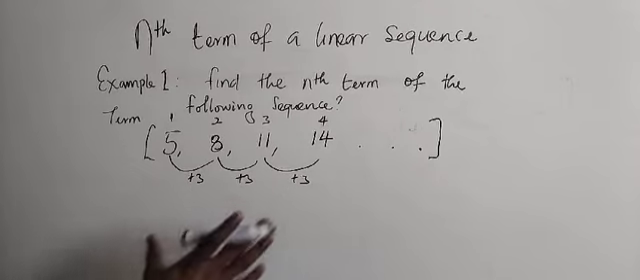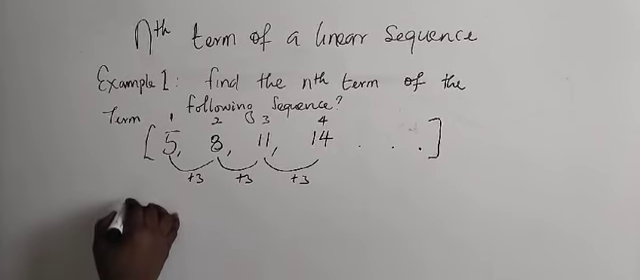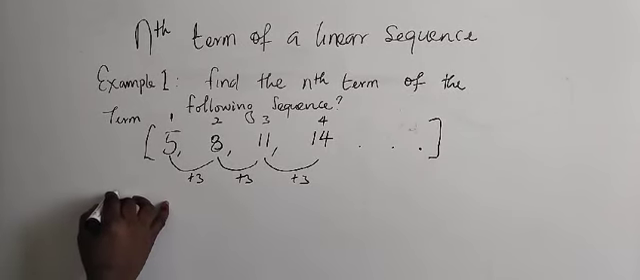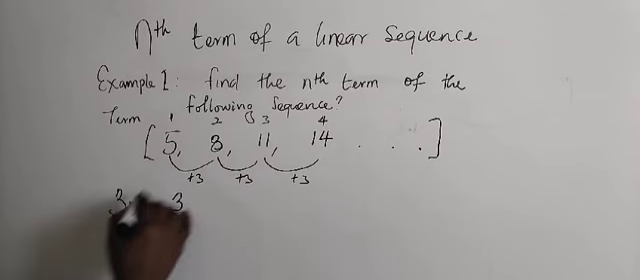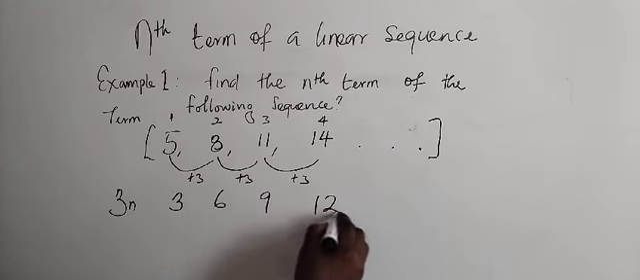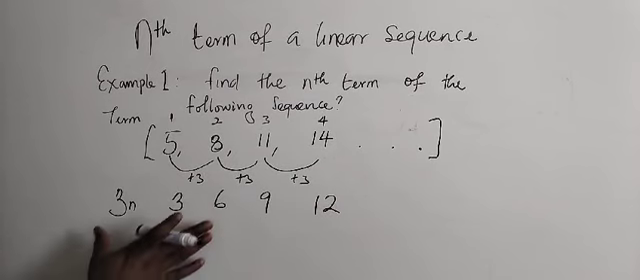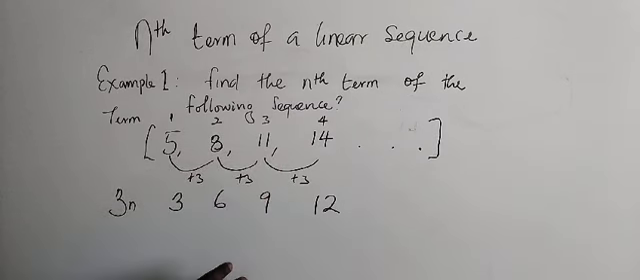Now that we've been able to identify the term to term difference, the next thing is for us to find the 3 times table, and that will give us 3n. 3 times 1 will give us 3. 3 times 2 will give us 6. 3 times 3 is 9. And 3 times 4 is 12.